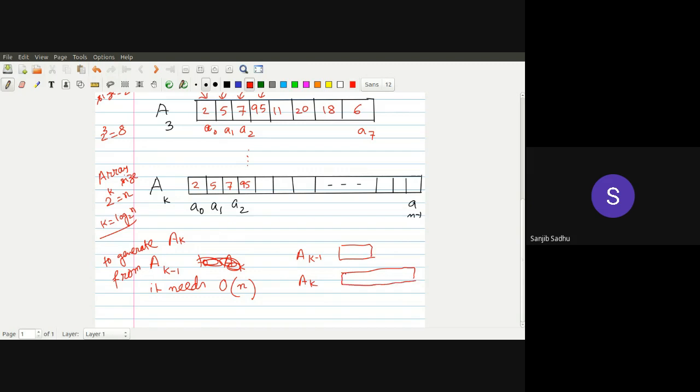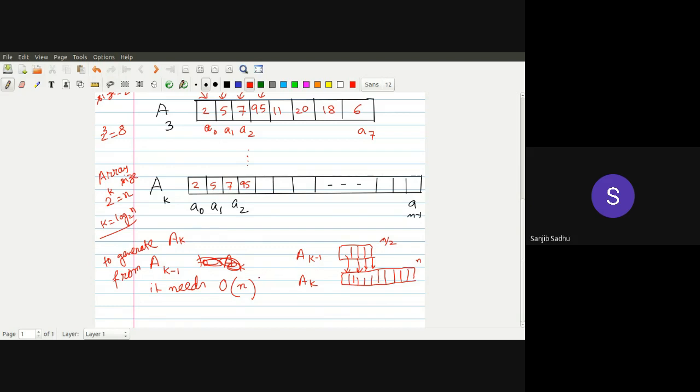Now Ak has how many elements? n elements. Its array size is n, and here n by 2 elements are there, and here n elements are there. So what you are doing, you are copying all this to here, and you are storing new elements here. The time complexity will be: you are accessing all these n by 2 cells as well as these n by 2 cells, so the total number of cells is n.